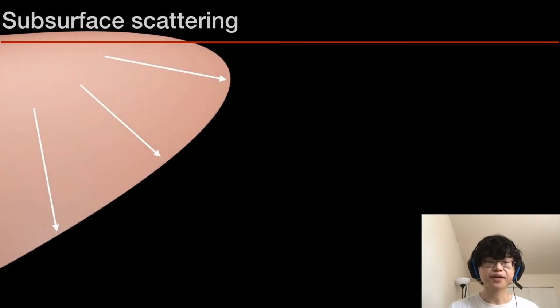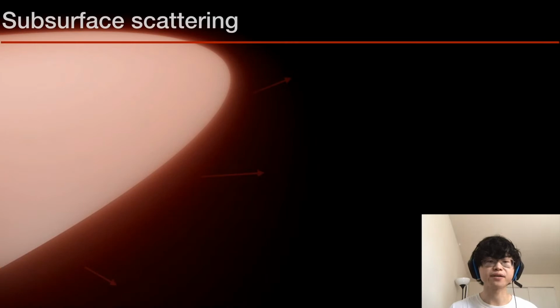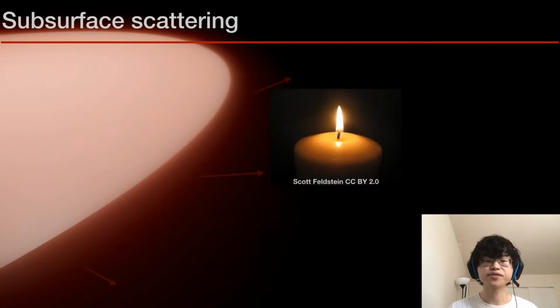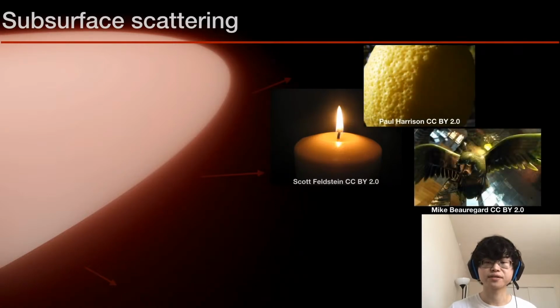When light shines on a surface, it bounces into the surface and bounces out somewhere else to create a soft look. This effect is subsurface scattering. There are a lot of beautiful subsurface scattering effects in the real world that we enjoy, like candle, fruit, and jade.